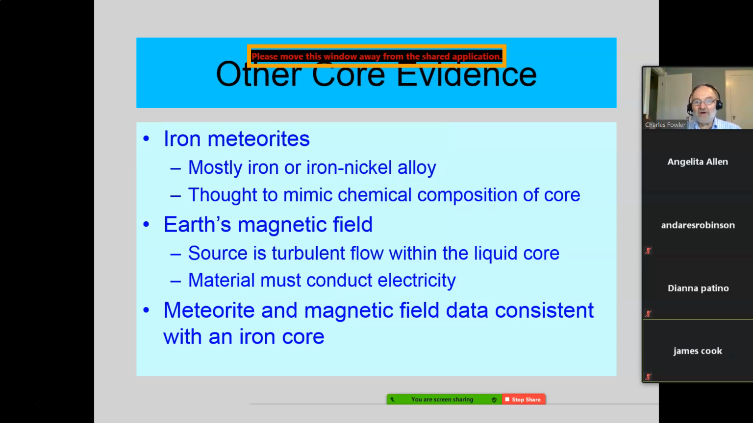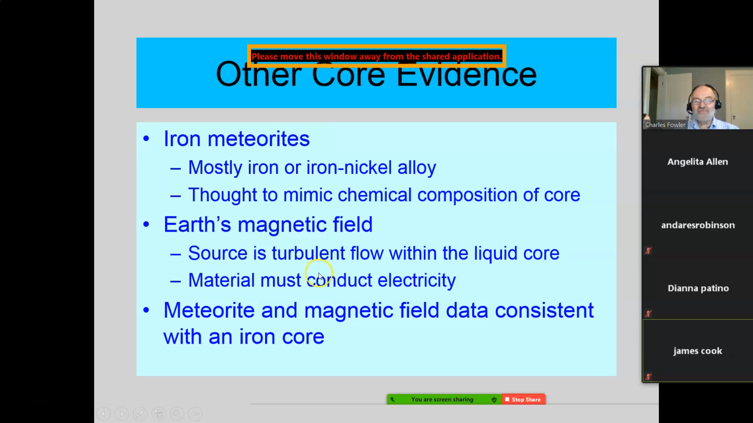Friction knocks off electrons, and that movement of charge from that turbulent flow within the liquid core, that material, number one, must conduct electricity. Hey, it's iron that conducts electricity, so that's one thing. And the second thing is the movement of those charges creates a magnetic field. Now, the meteorite and the magnetic field data are consistent with an iron core.